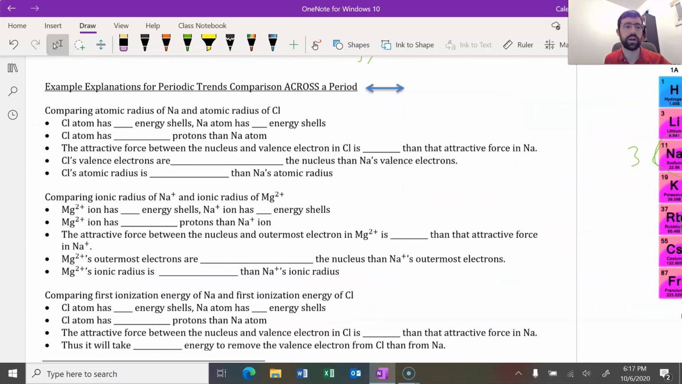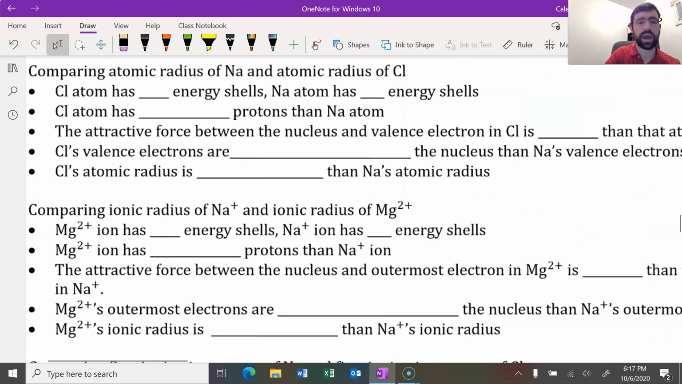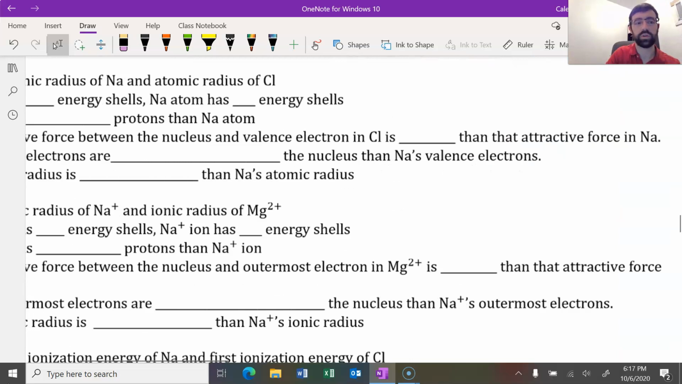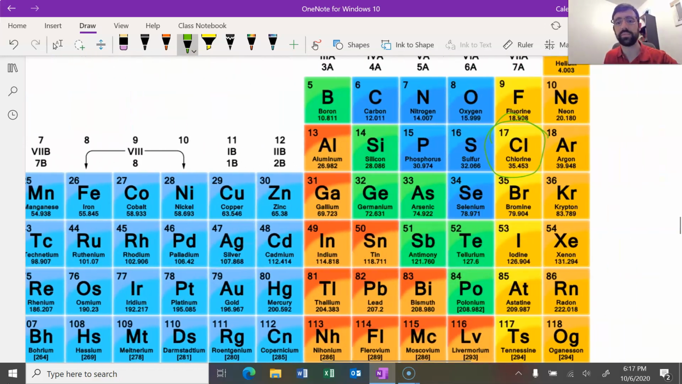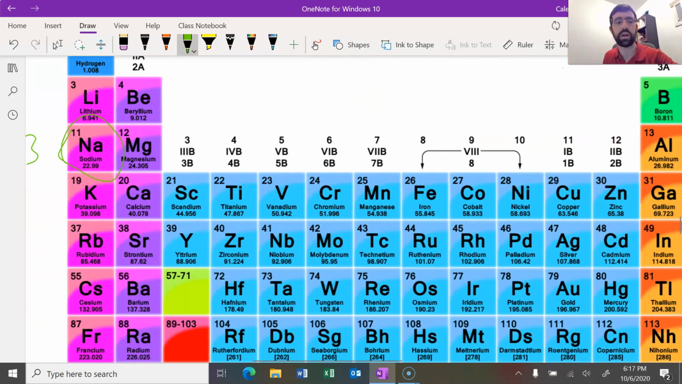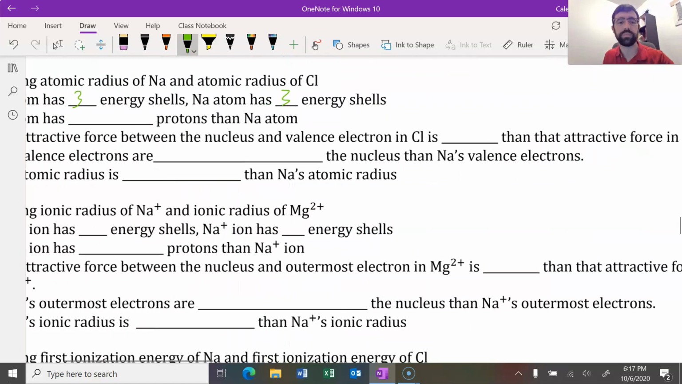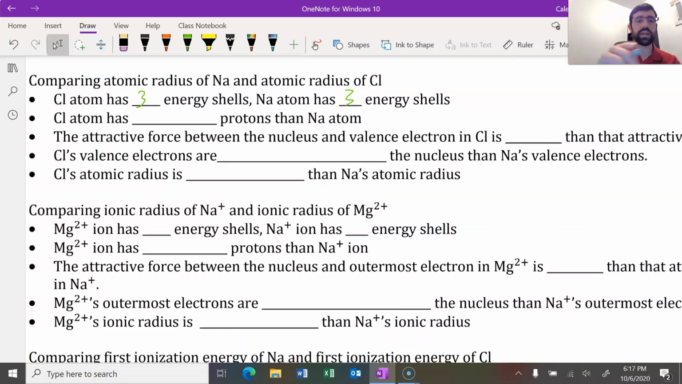So let's compare. The chlorine atom has, again, we're looking in the third energy level. The chlorine atom has 3 energy shells, and the sodium atom has 3 energy shells. That's the same. Okay. Chlorine has how many protons? Well, it's got, I think it's 35, right? No, that's the mass, I'm sorry. It's got 17 protons. Sodium's got 11. So chlorine has more protons than sodium.